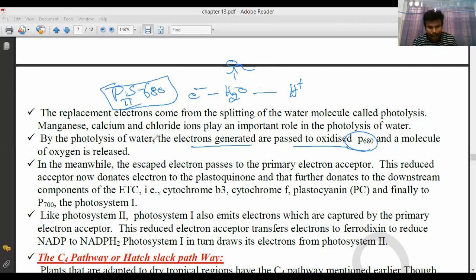By the photolysis of water, the electrons are generated and passed to the oxidized P680, and a molecule of oxygen is released. Meanwhile, the escaped electrons pass to the primary electron acceptor. Same point, many times I said. This reduced acceptor now donates electrons to plastoquinone, and that further donates to the downstream components of the electron transport chain.